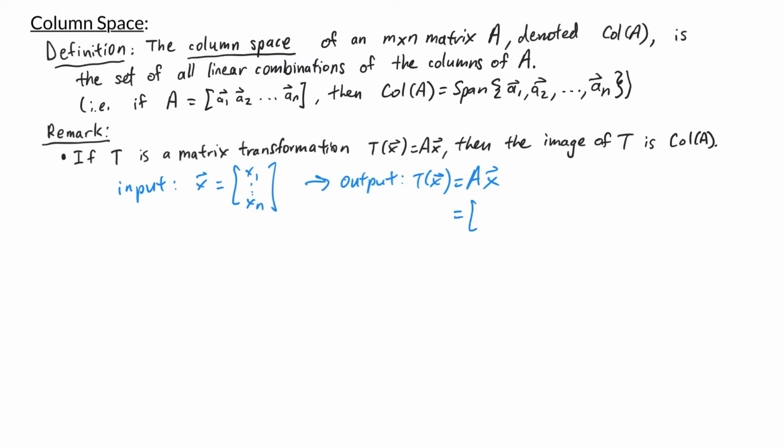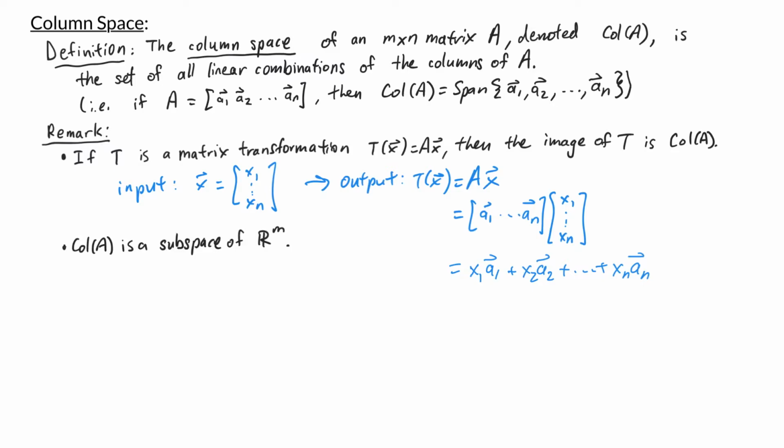So if A has columns A1 through AN, and x has entries x1 through xn, then this matrix multiplication will give us x1 times the vector A1 plus x2 times the vector A2, and so forth, plus xn times the vector AN. So as you can see, the output is a linear combination of the columns of A. So taking all possible inputs in our domain, meaning all possible x1 through xn, this is going to give me all possible linear combinations as outputs. That's why the image is the collection of all linear combinations of the columns of A.